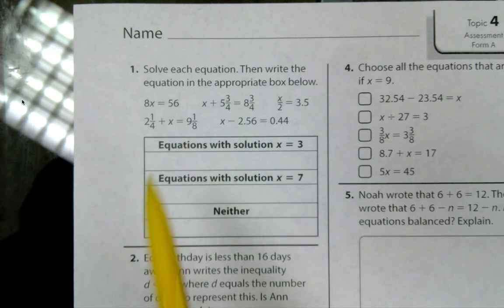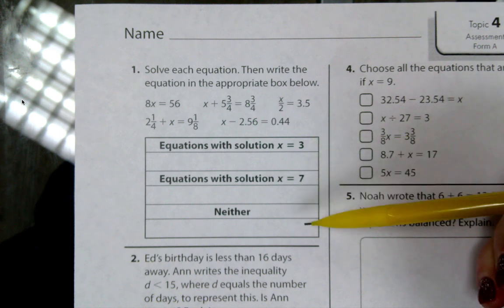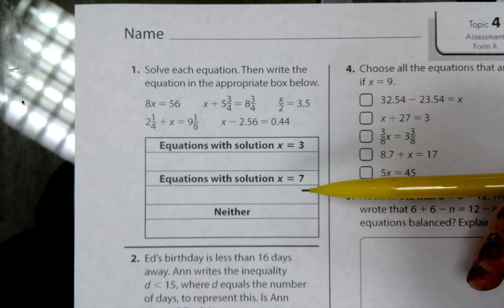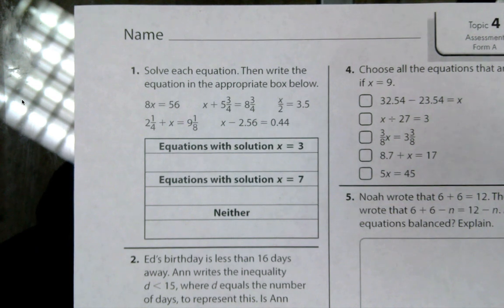Number 1 says to solve each equation, then write the equations in the appropriate box below. What your test will look like in Mastery Connect is something similar to this, and you will have to take the equations and drag them into each category. So it's kind of like a categorization question.